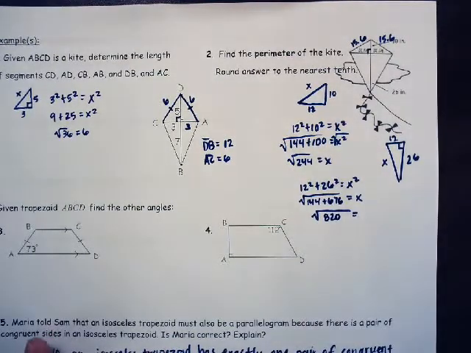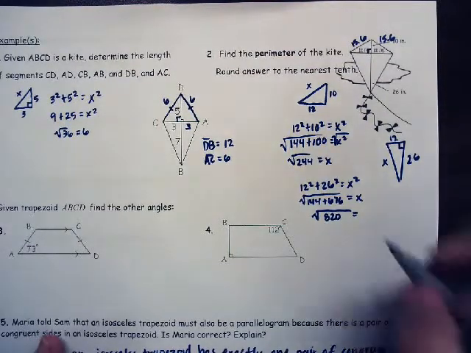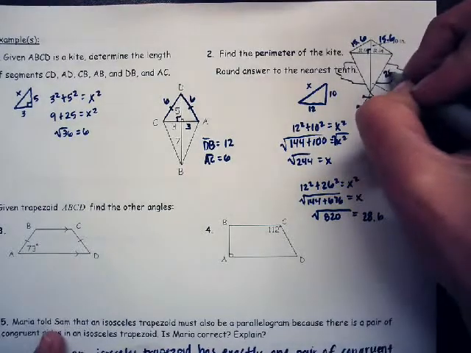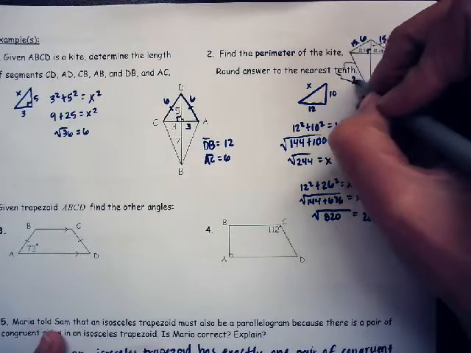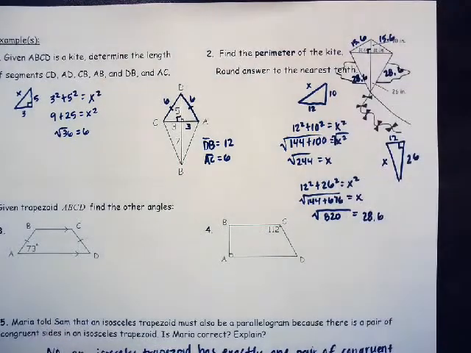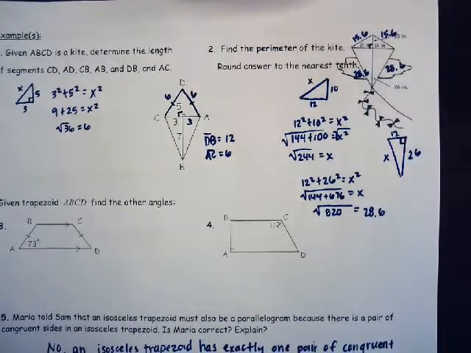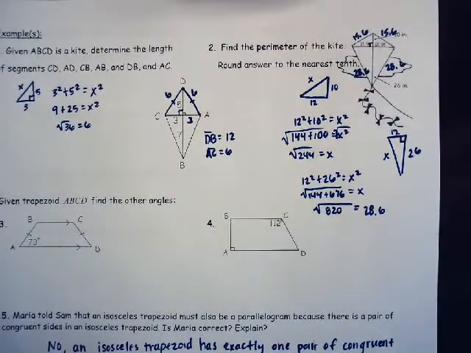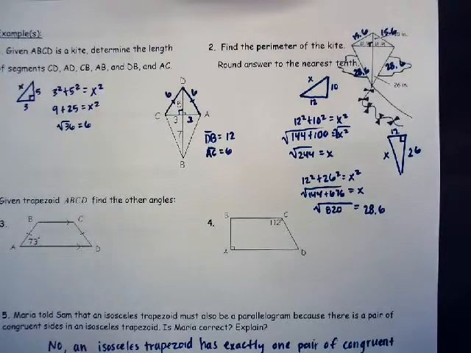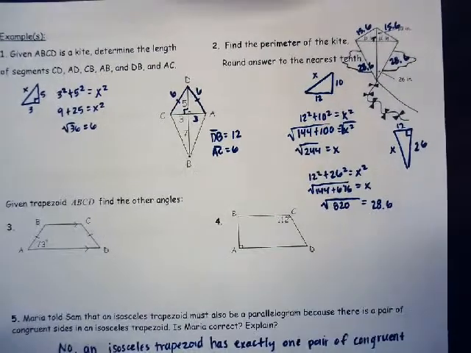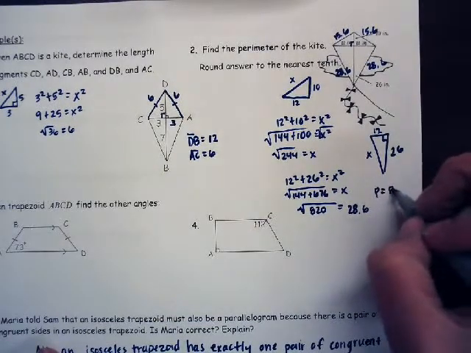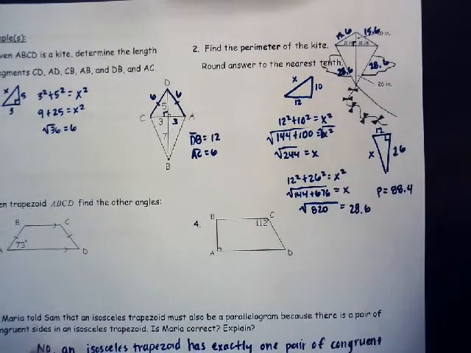And then the square root of 820 on the calculator is 28.6. So this is 28.6, and this is 28.6. So if I add all of those together, I have 15.6 plus 15.6 plus 28.6 plus 28.6, and I get 88.4. I'm kind of running out of room here, but I'm going to write perimeter equals 88.4.